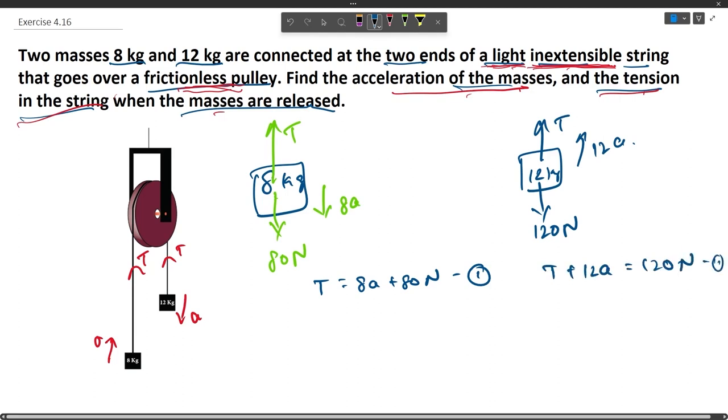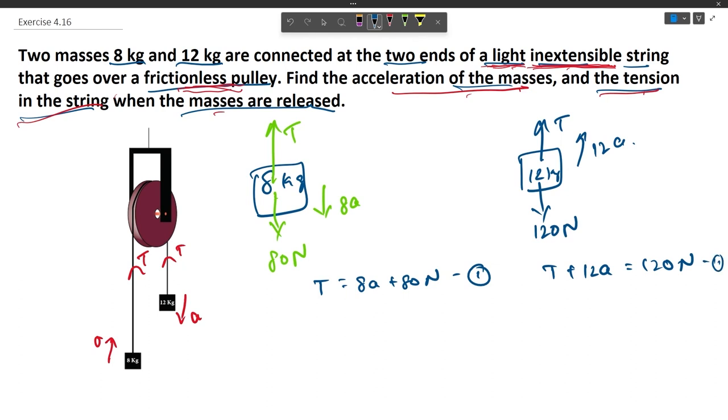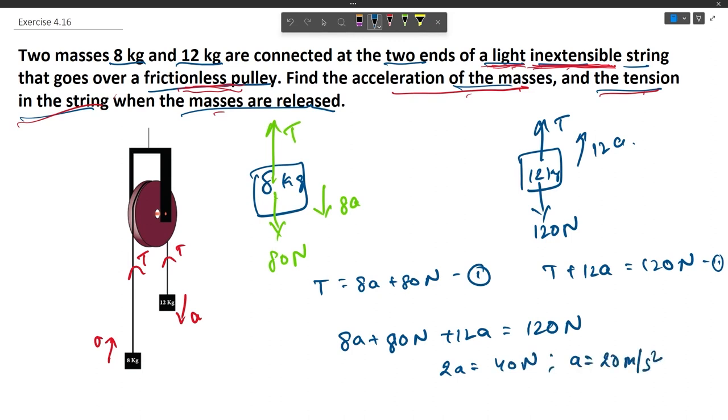So substituting this expression of T in equation number 2, we will get 8a plus 80 Newton plus 12a equals 120 Newton. So 20a equals 40 Newton, that is a equals 20 meter per second square. Sorry, it's 20a equals 40 Newton, so a would be equal to 2 meter per second square.